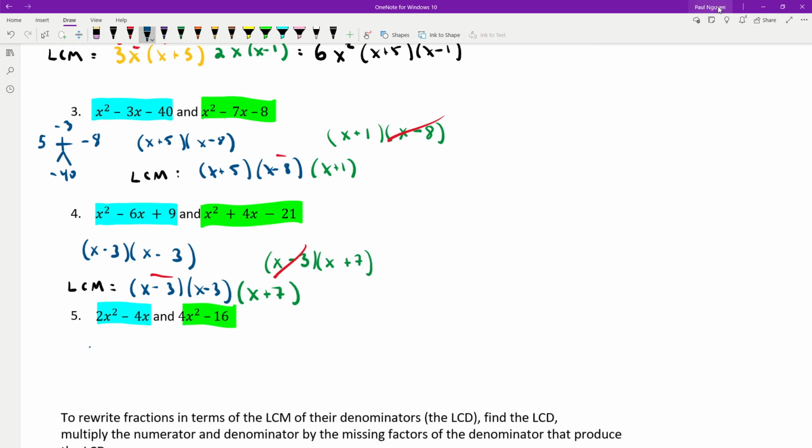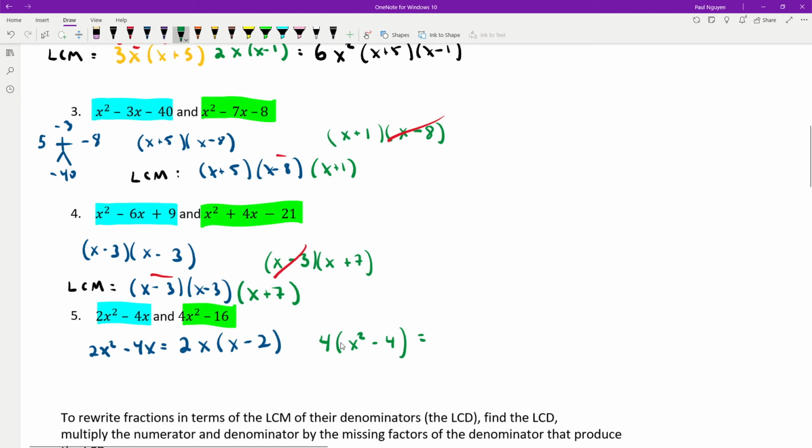Here, I have 2x squared minus 4x. I'm going to do the greatest common factor here. It looks like there's a 2 and an x, so it's 2x. What's left over is an x minus 2. And the green one here, it looks like a 4 comes out. What's left over is x squared minus 4.